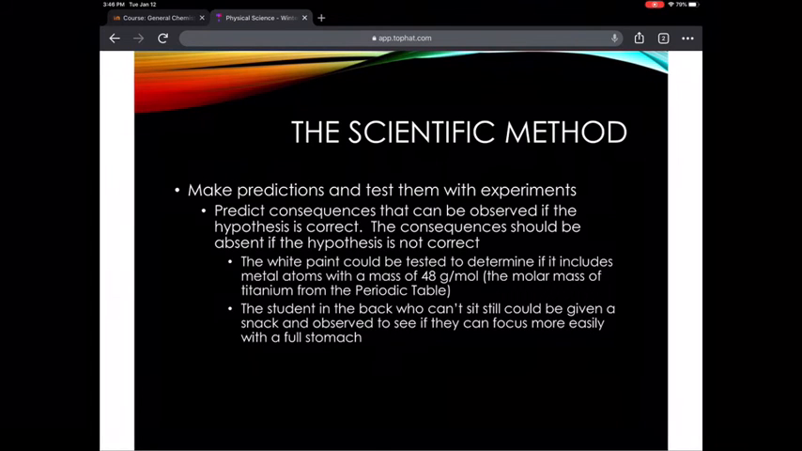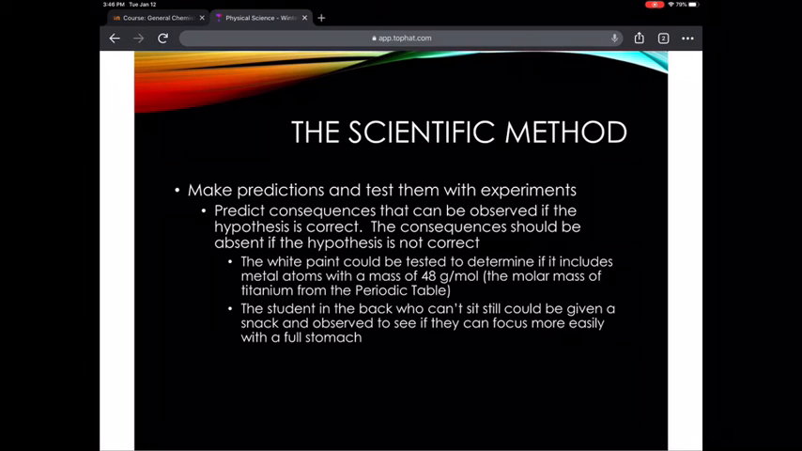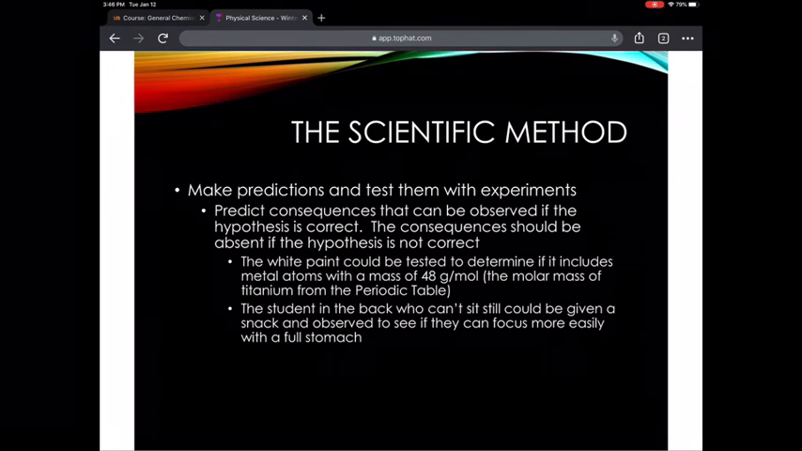Maybe that's a little too much chemistry for you at this point, but maybe our second observation and hypothesis would be easier. The student in the back who can't sit still during class could be given a snack and observed to see if they can focus more easily with a full stomach. So again, our experiment is designed to test the hypothesis and to see if there's a correlation between the student being hungry and how they can't sit still.